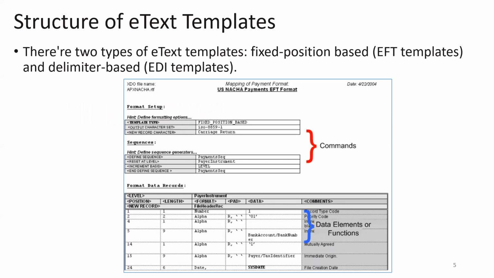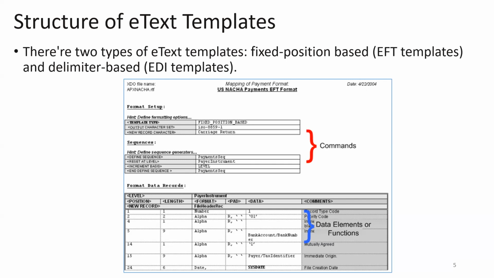As I said, there are two kinds of templates, EFT and EDI. Using this eText template, we can generate two kinds of files. One is delimiter based, the other one is fixed length. Delimiter based means each column value will be separated by a specific element, like a delimiter can be a comma, a dollar symbol, or a pipe symbol, whatever symbol we want to mention. And in fixed length, each particular column will be of a fixed length.